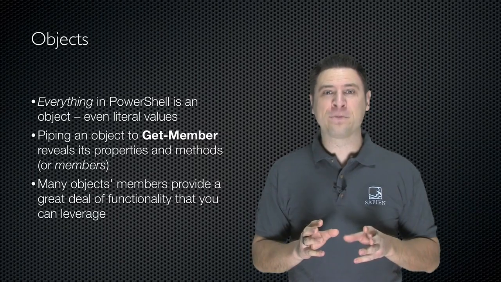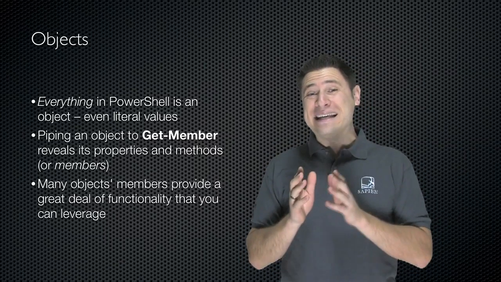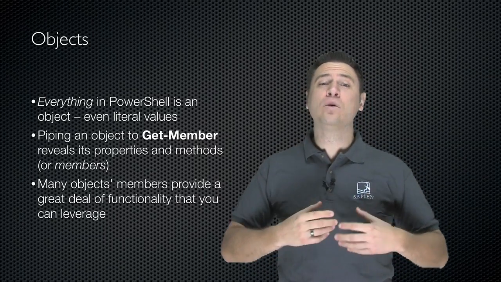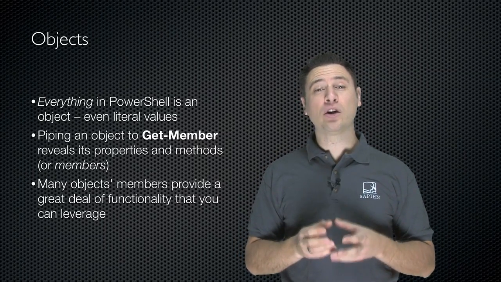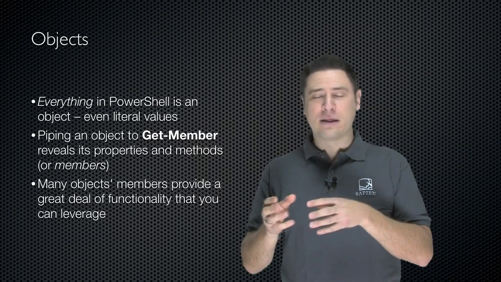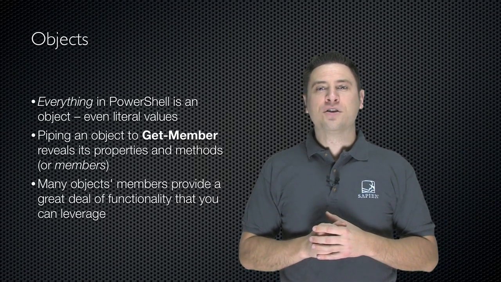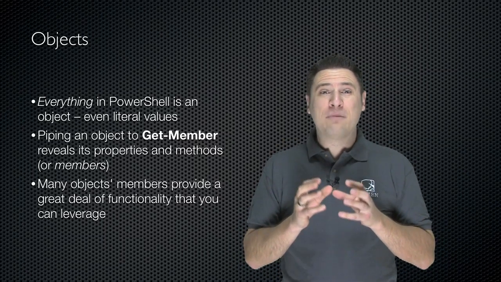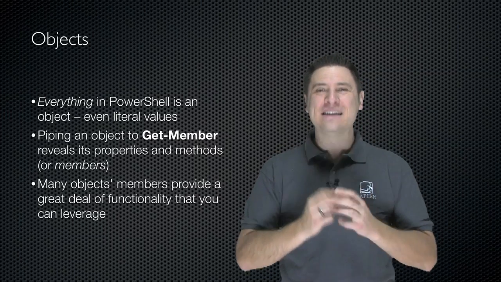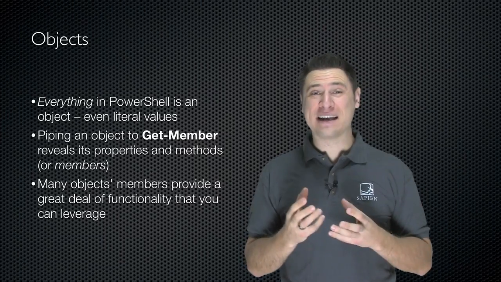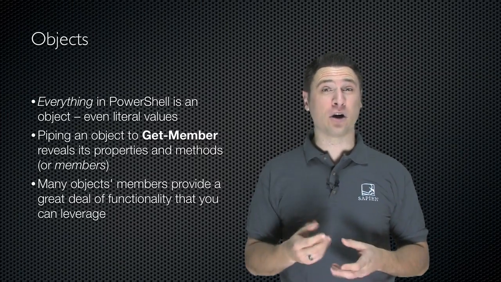They're all objects. And if you pipe an object to the Get-Member cmdlet, Get-Member will reveal the properties and methods of that object. Those are called members. Properties and methods together, it's all members. So when you start working with an object's members, that is when you start working with a great deal of the functionality those objects have. That's where all their capabilities are, their features, if you will.